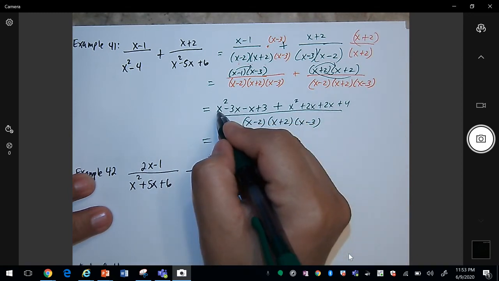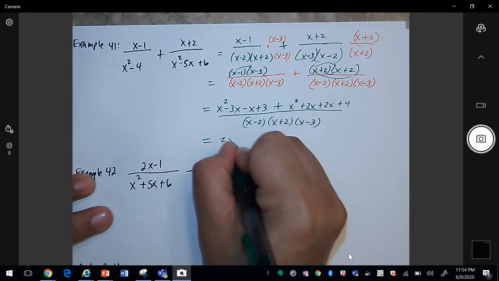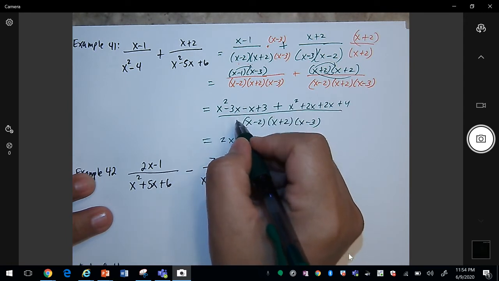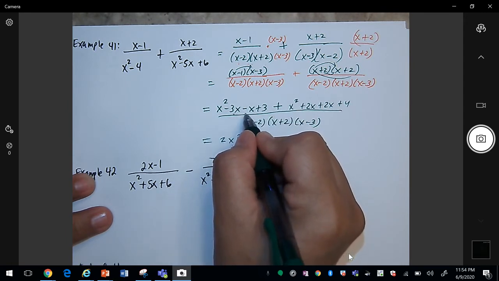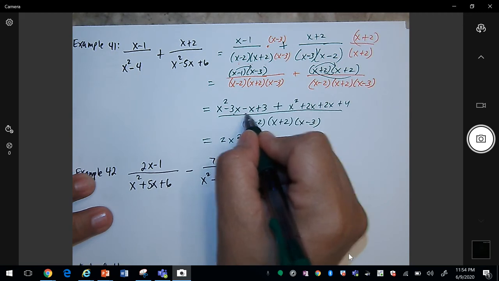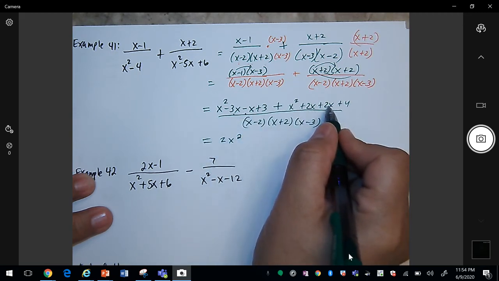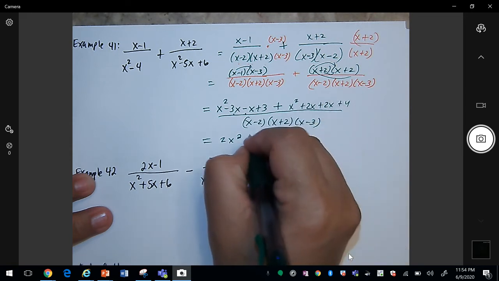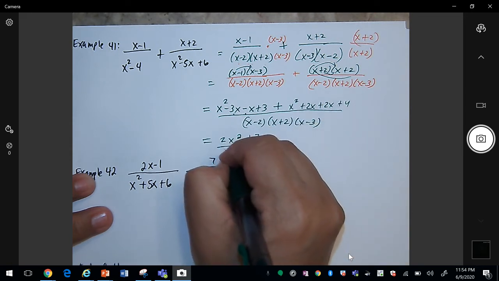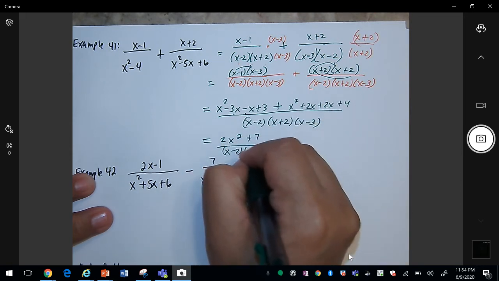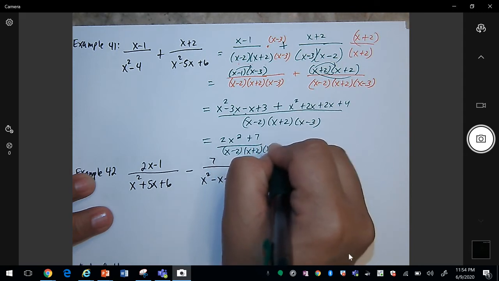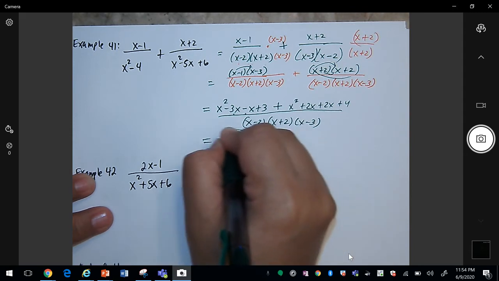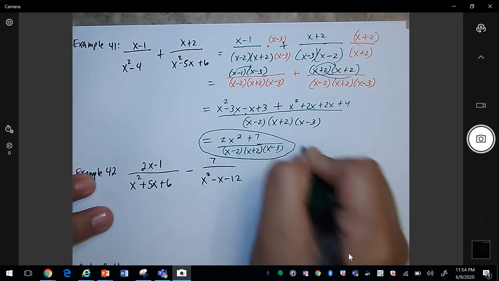Gather our like terms. We have x squared and x squared is 2x squared. Negative 3x and negative x is negative 4x. Plus 4x gives me 0. And 3 plus 4 is 7. And this would be our answer.